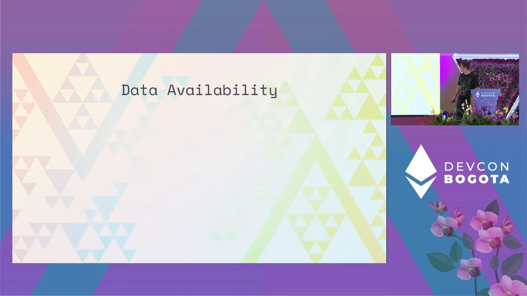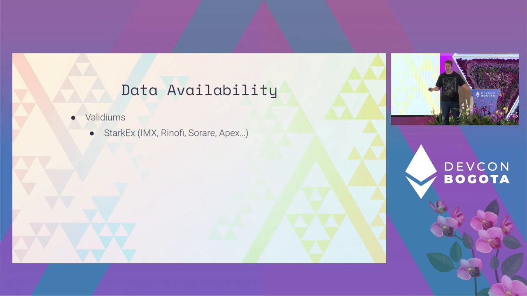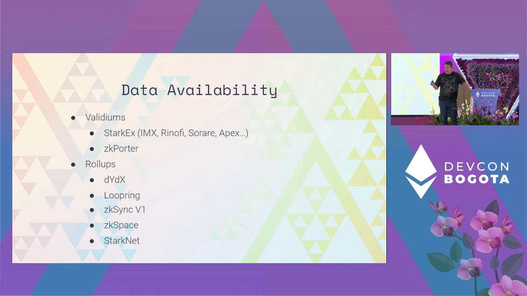So moving forward, let's look at your Validiums that are currently operating. You have StarkX, which is ImmutableX. You have Rhinofi, SoRare, Apex, other ones that are coming out. You have ZK Porter, which is coming out from ZK Sync. And then your rollups, I'll run through these because you guys probably all know them, but you have dYdX, Loopring, ZK Sync V1, you have ZK Space, Starknet. So I'll pause for the camera.